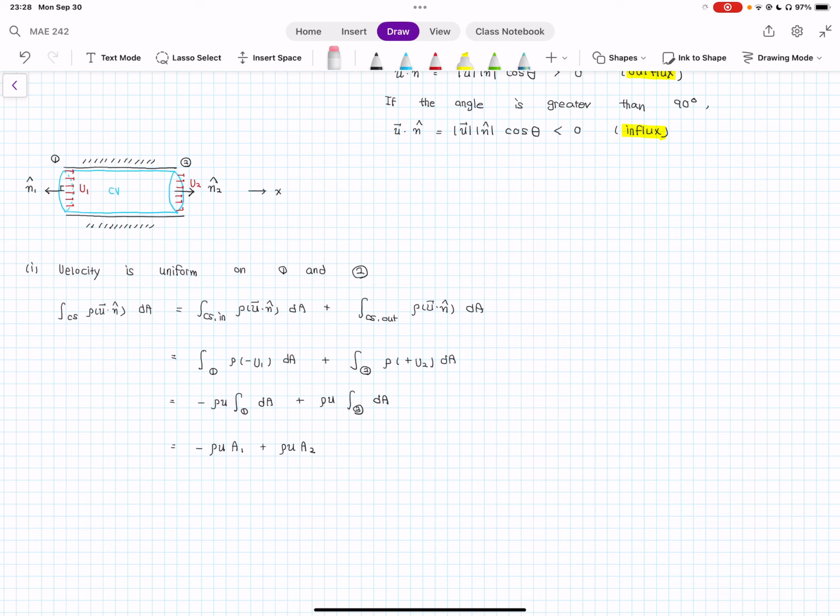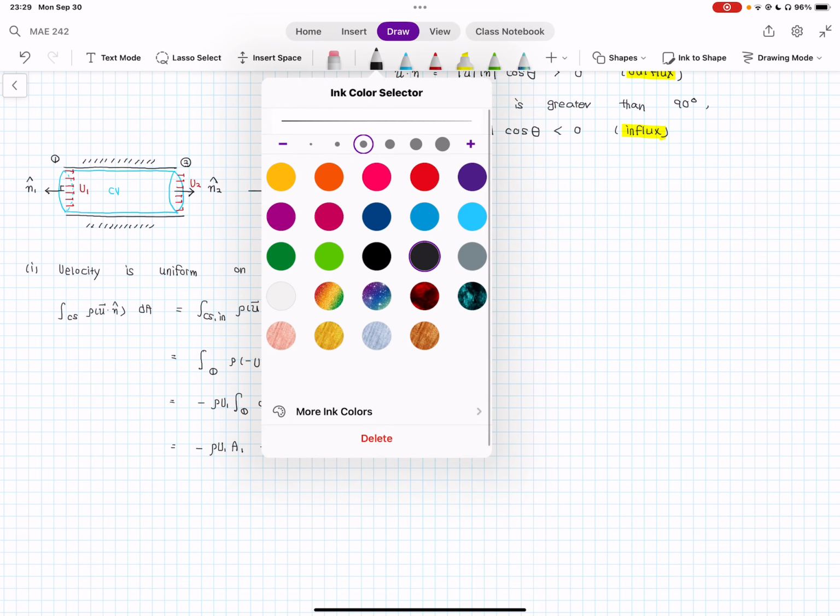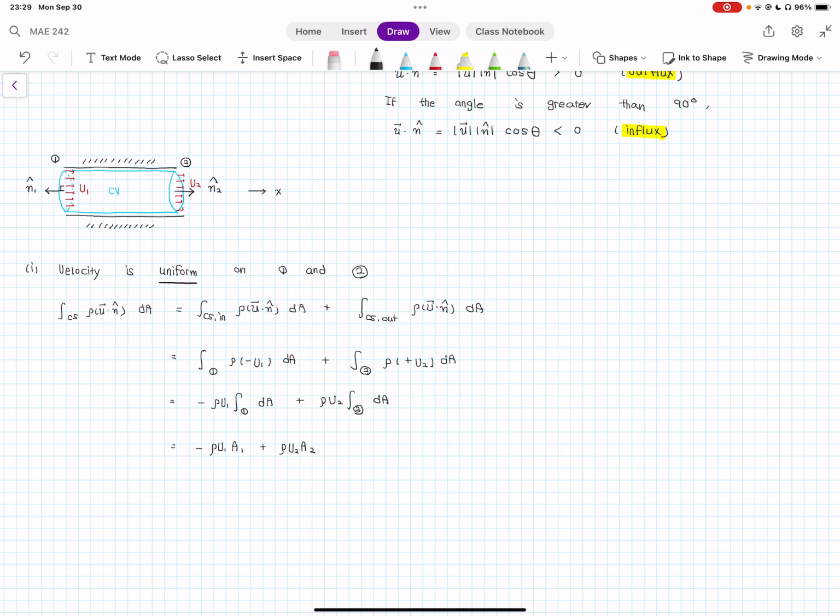Then I need to erase this 2 as well. So U1, U2, then again U1 and U2. So depending on how large A1, A2, and U1, U2 are, then you can have a different expression. So if the velocity is uniform, like I show you here, then velocity can come out of this integral, and we actually don't have to worry about anything.